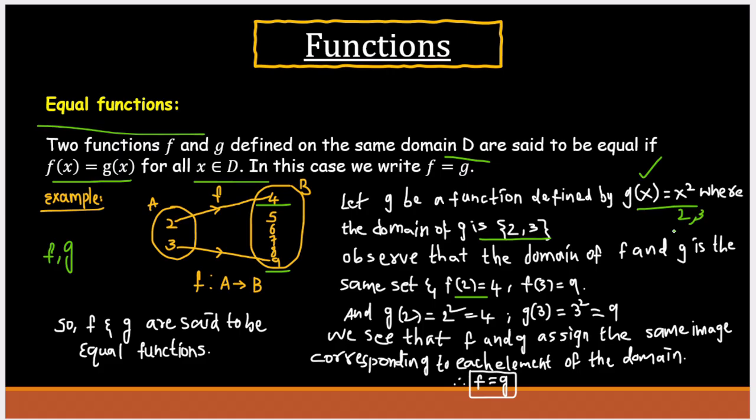From the given function g of x, we have domain as 2 and 3. So 2 squared becomes 4. So g of 2 is equal to 4 and g of 3 is equal to 9. We see that f and g assign the same image corresponding to the same element of the domain. Therefore f is equal to g.